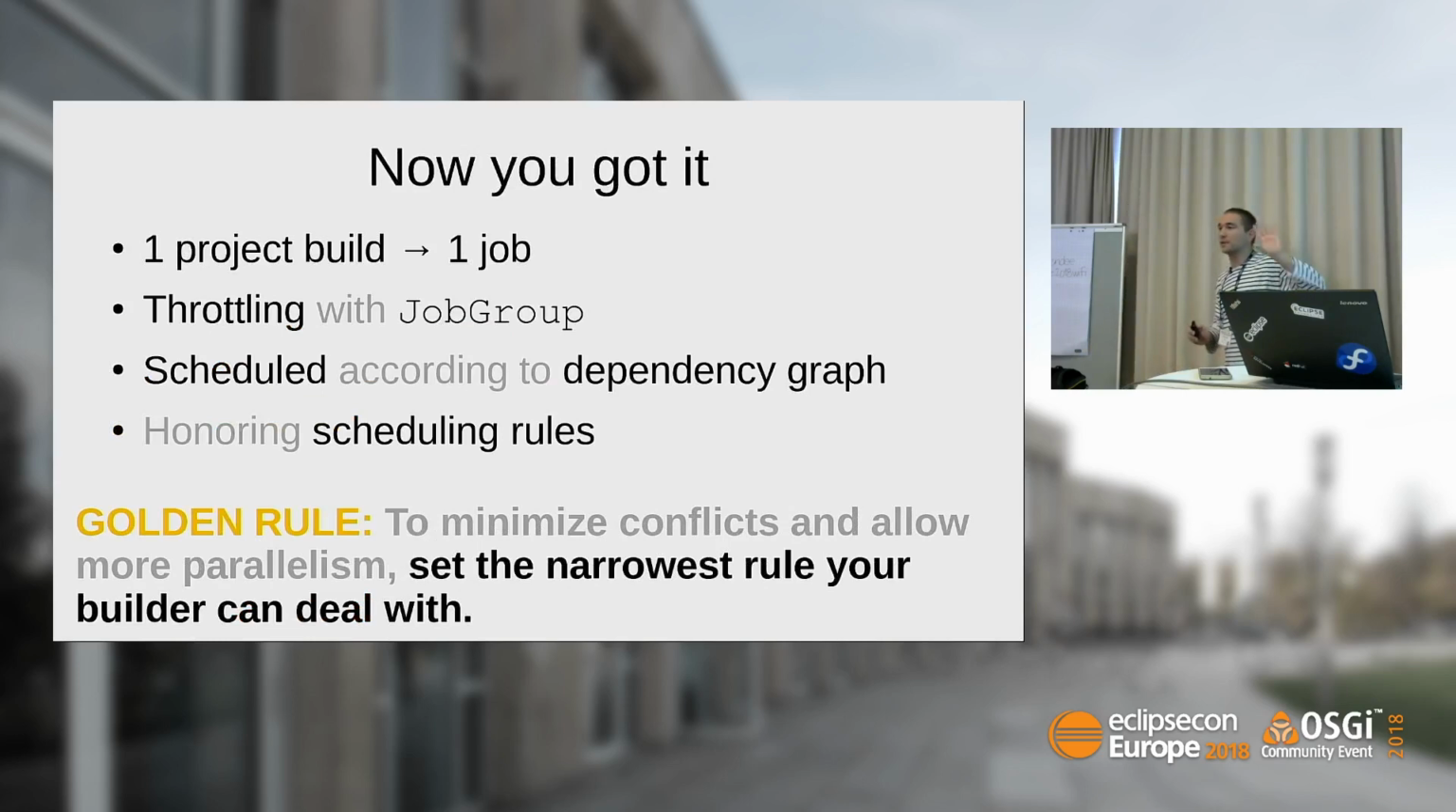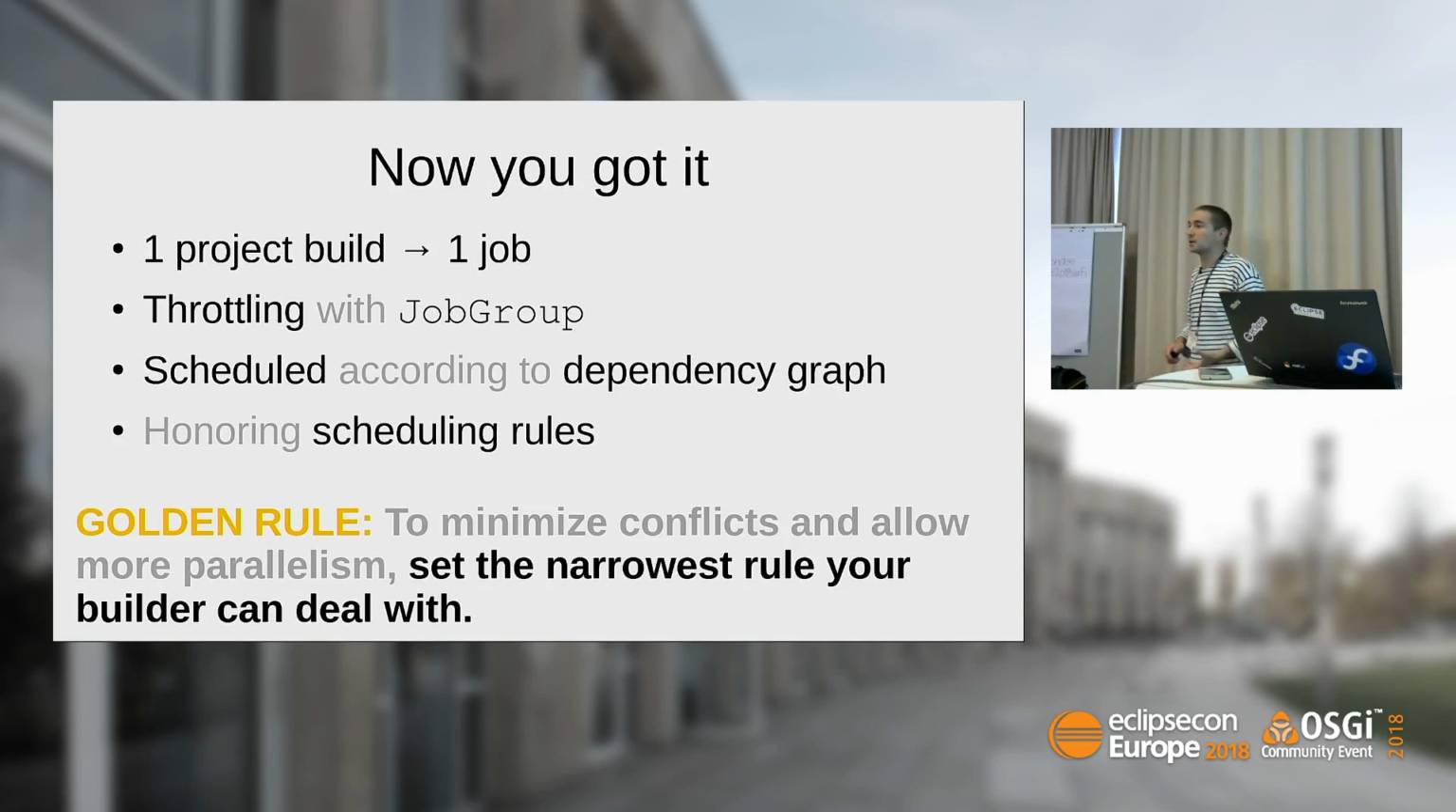So here is the most important slide of this presentation, maybe of the conference. Basically, what we did to enable parallel builds in the Eclipse IDE is that for one project build, we trigger one job. We throttle the jobs with the JobGroup API, which is dedicated to throttling and does it perfectly. Throttling, I don't know if you're familiar with the term, I didn't know it a few years ago, is about limiting the number of threads you're using. If you set 4 threads maximum, it will be throttled over 4 threads.